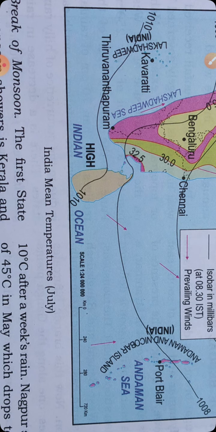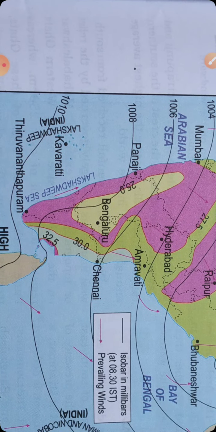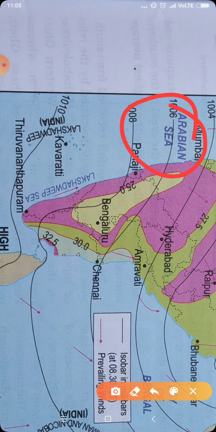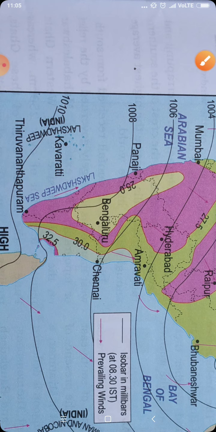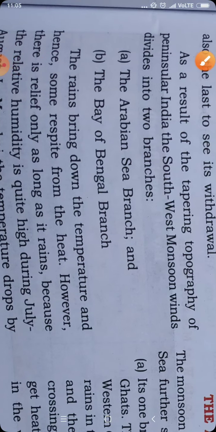India mean temperatures in July, it's here. And here you can see two branches are there. This is the Arabian Sea. And where is the Bay of Bengal? You are well familiar. Here is the Bay of Bengal. So like this, these two branches are divided. We have to see them.